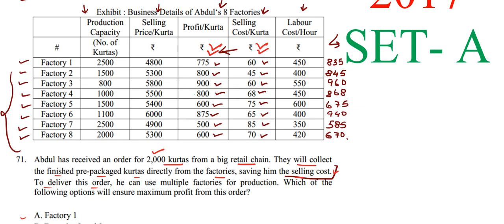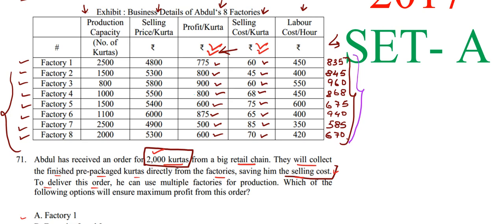So from here, if we want, we can multiply these profits by 2000 because the order is of 2000 kurtas. But we can consider the profit from each one for one kurta only, because if we multiply each by 2000, the decreasing arrangement will remain the same, since the differences remain constant. So we can consider one kurta's profit only and proceed with our sum.